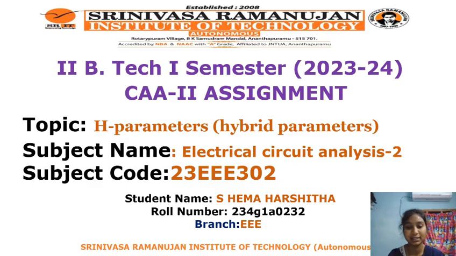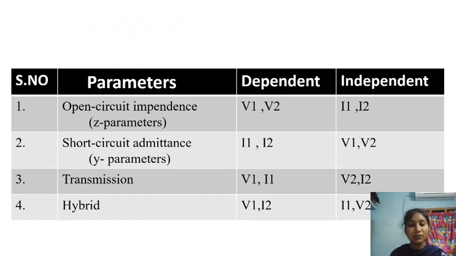2330302. And let's start. As we all know, there are four types of parameters: Z parameters, Y parameters, transmission and hybrid. The transmission is also called ABCD parameters. And let us see the dependent and independent variables.